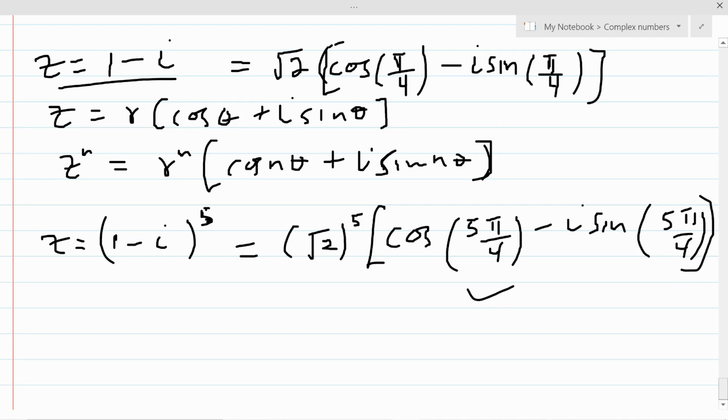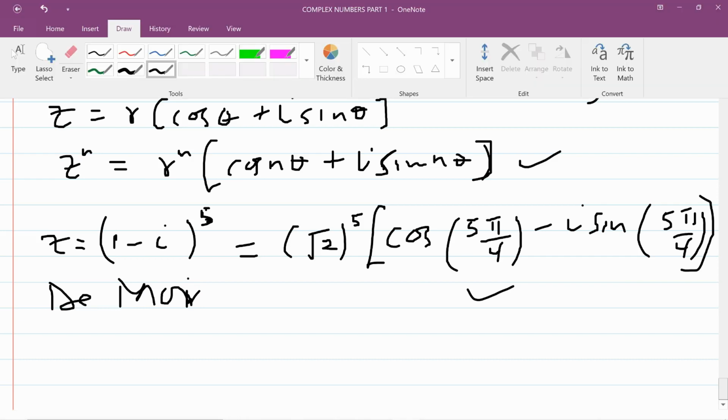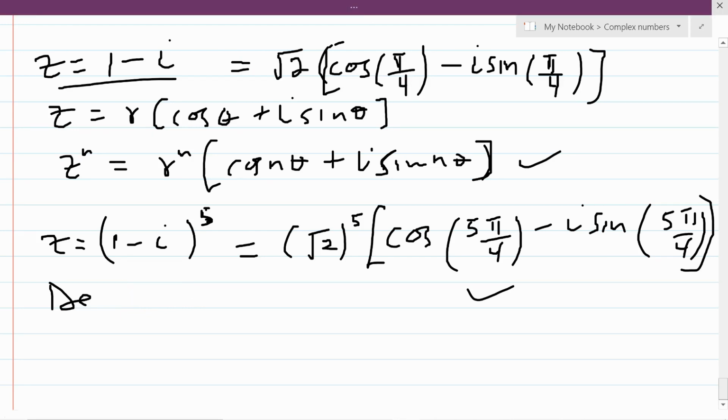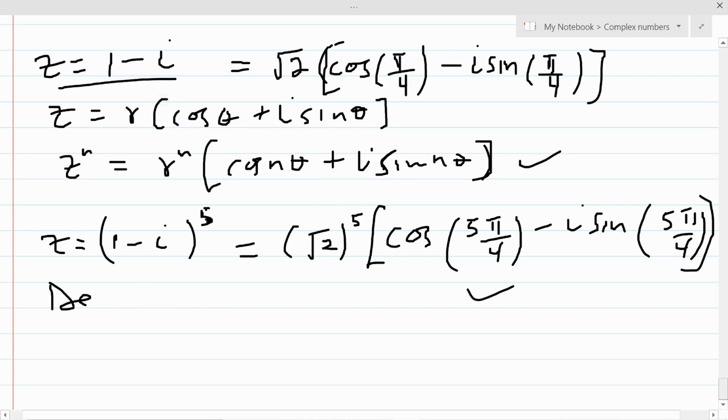Now with this general formula, there is a scientist who derived the formula, and he's called Abraham de Moivre. De Moivre theorem. Abraham de Moivre. De Moivre's theorem.